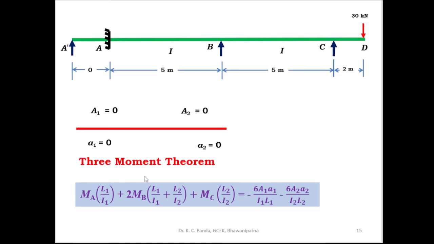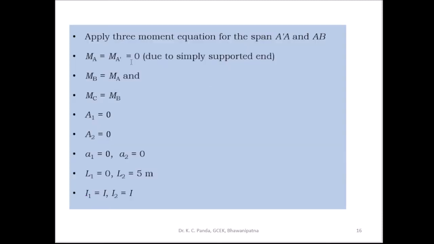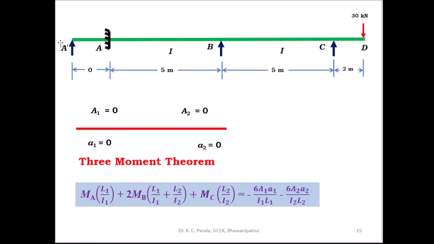Then apply the three moment theorem, that is MA L1 by I1 plus 2MB L1 by I1 plus L2 by I2 plus MC L2 by I2 is equal to minus 6 A1 small a1 by I1 L1 minus 6 A2 small a2 by I2 L2. So apply this three moment theorem for the span A dash A and AB. Here MA is equal to MA dash, MB is equal to MA, and MC is equal to MB.